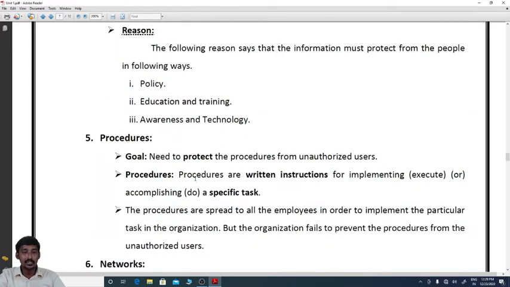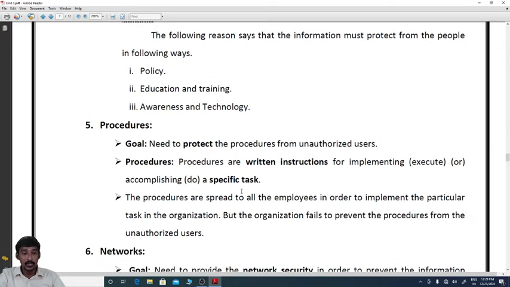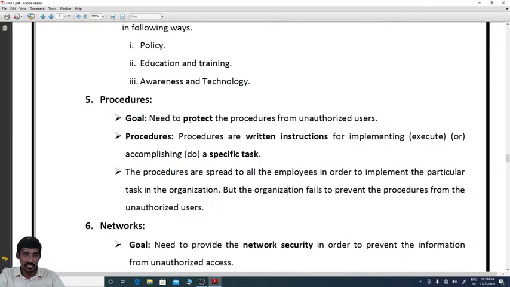For that we are going to use some procedural standards. With the help of the standards, we avoid the problem of unauthorized users. A procedure is a set of written instructions for implementing or accomplishing a specific task. This procedure must be spread to all the employees in order to implement the particular task in an organization. Since it is a written instruction, the organization must also protect all these procedures from unauthorized users. It is also a very important thing.